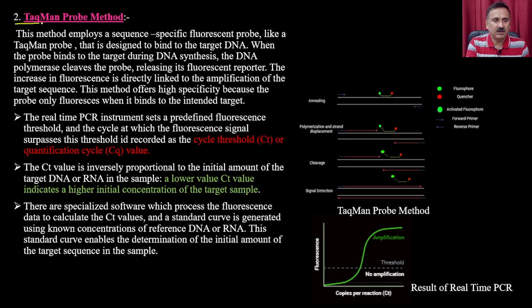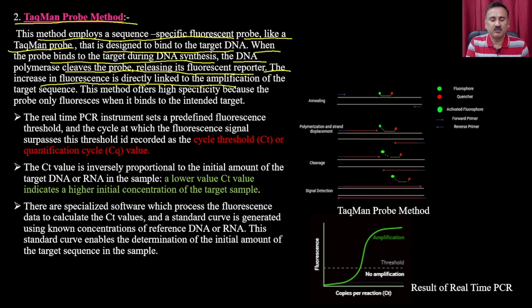The second method is the TaqMan probe method. Okay, so the TaqMan probe method is a more advanced method. In this method, you apply a sequence-specific fluorescent probe like the TaqMan probe that is designed to bind the target DNA. When the probe binds to the target during the DNA synthesis, the DNA polymerase cleaves the probe, releasing its fluorescence reporter. The increase in fluorescence is directly proportional to the amplification of the target sequence. This method offers high specificity because the probe only fluoresces when it binds to the intended targets.